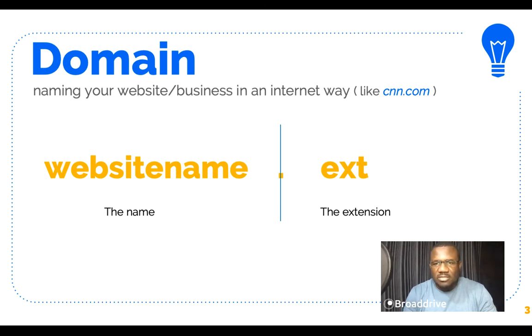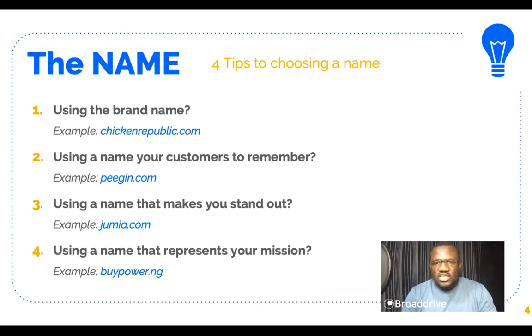Let's understand the name. Now the name goes in different ways. If you want to choose a name, there are four main tips that you can take to heart in choosing a name. First, using your brand name. Let's say your business is Chicken Republic and you want to maintain that name online also, so people find it easy to find you. Then you can say, for example, chickenrepublic.com. Then if you are using a name that your customers can easily remember, you can say pidgin.com. So whenever they think of what they want to do or words they want to check up, they can just remember the name Pidgin and pidgin.com.